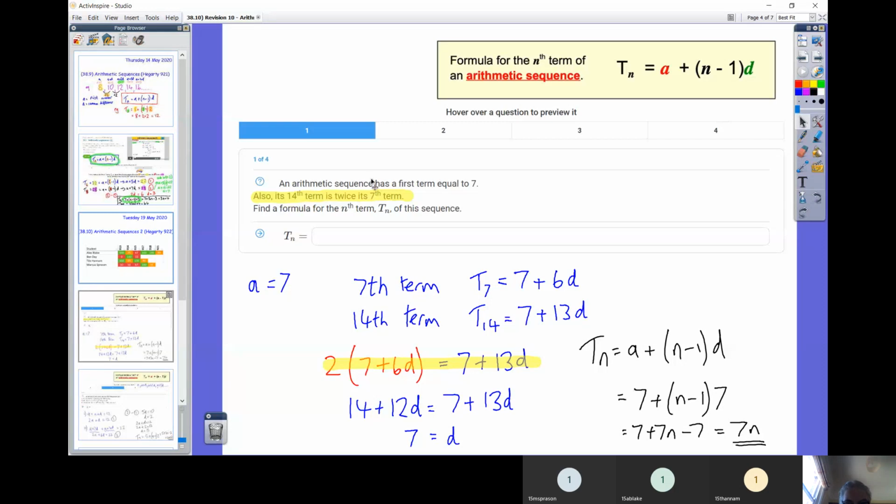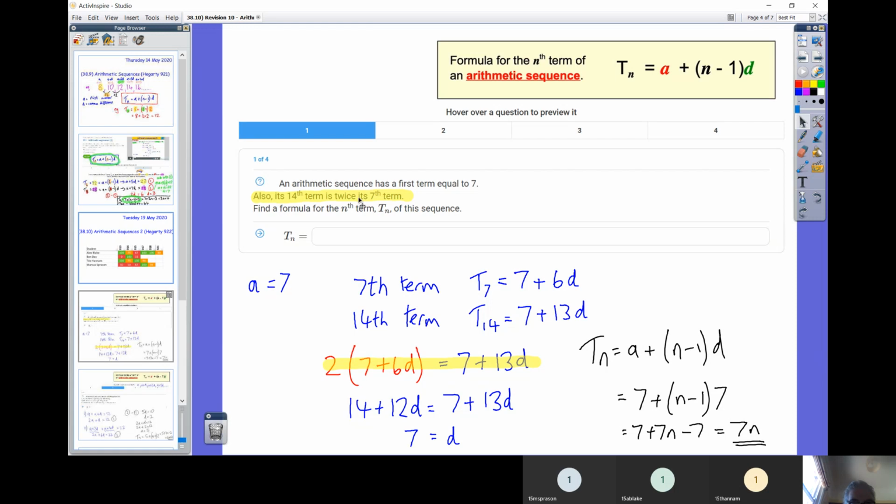So this is the first one. An arithmetic sequence has a first term equal to 7. So obviously A is 7. A is the first term. Now we're told that its 14th term is twice its 7th term. So you just start off by getting equations for the 7th and the 14th term. So the 7th term is obviously 7 plus 6 lots of D. Remember the difference between which term you're looking at and the number in front of the D is 1. So the 7th term is 7 plus 6D, and the 14th term is 7 plus 13D.